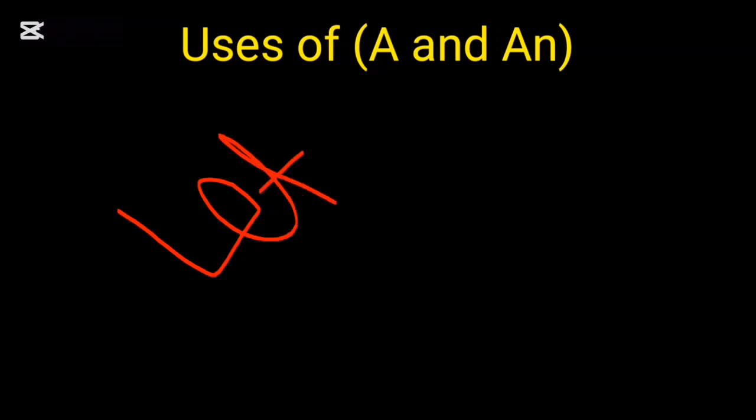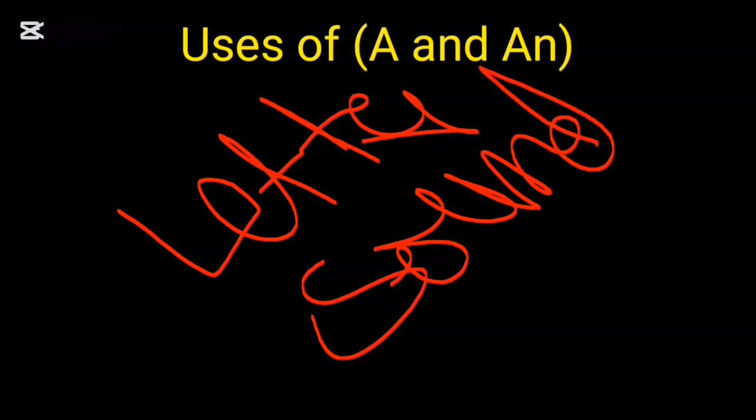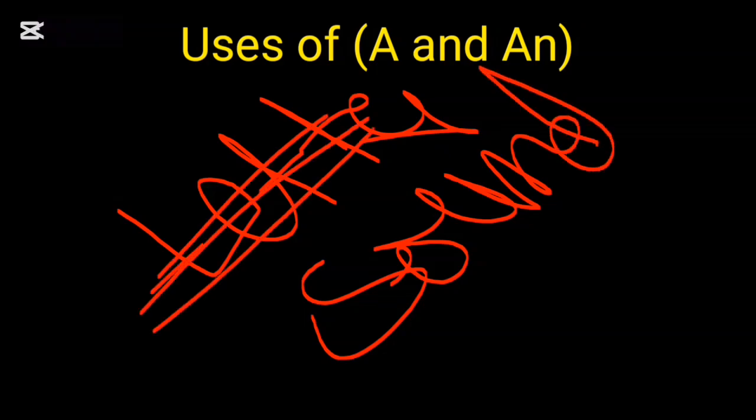Uses of a and an. If you know the uses of a and an, comment it below first, and I will check it. Keep in mind one word that we use here: we don't look at the letter, we look at the sound. If we look at the letter, then we will be wrong everywhere. We should look at the sound.